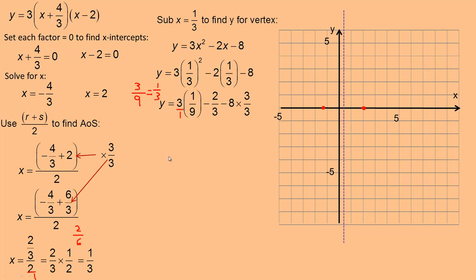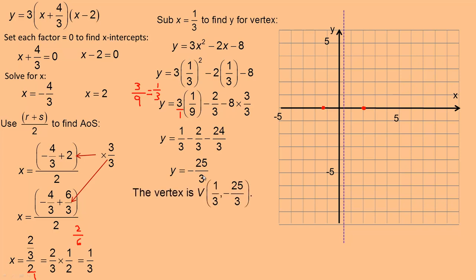So this is 1/3, this is 2/3, this would be minus 24/3. 8 times 3 is 24. So 1 minus 2 is -1, minus 24 is -25/3. So that's the y-coordinate of the vertex, -25/3. This is how we write the vertex. 1/3 is the x, -25/3 is the y-coordinate.